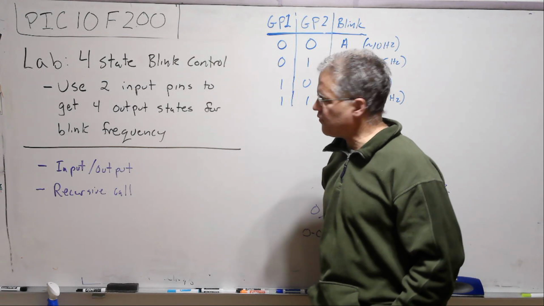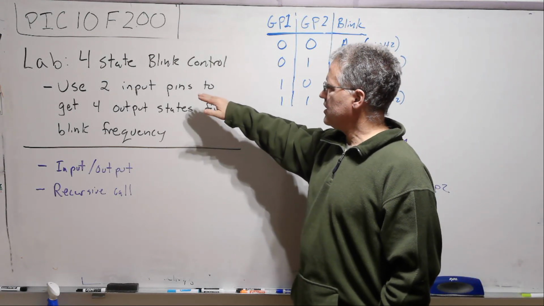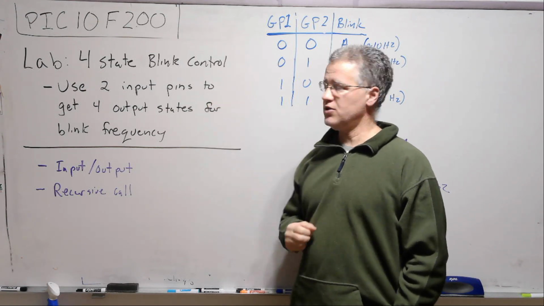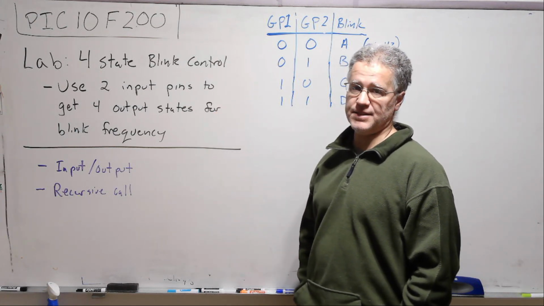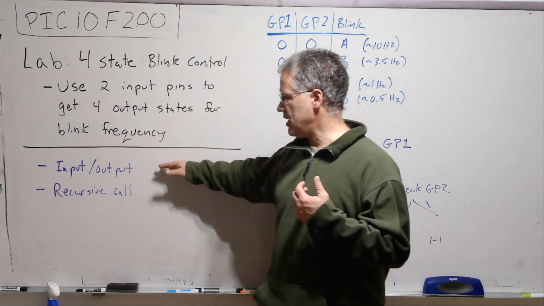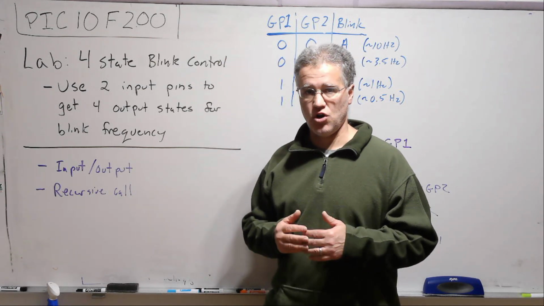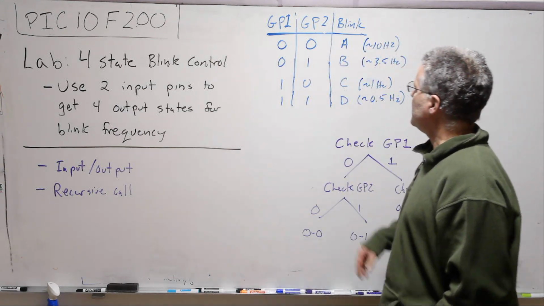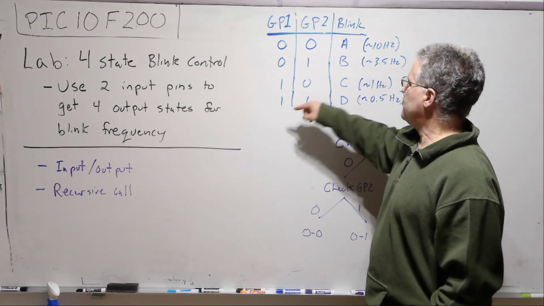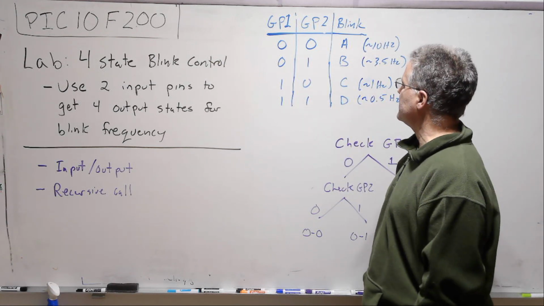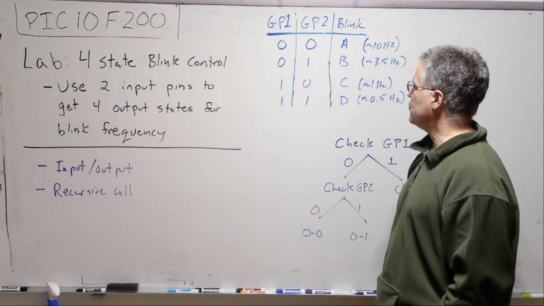So this is the 4-state blink control lab, and now we will be using two input pins, GP1 and GP2, to control GP0 with 4 possible different states. Here we're utilizing input-output, utilizing the memory, and we are doing some recursive calls. Now, how does this work? Well, this is an important logic table, where we have two inputs giving rise to 4 different outputs, and those are the combinations of 1s and 0s that can be present at these two inputs.